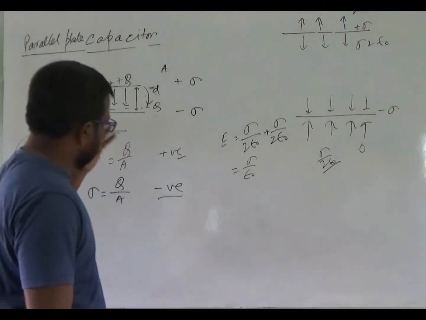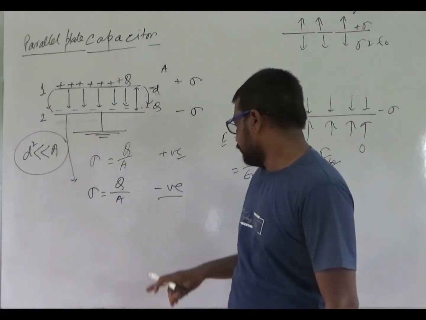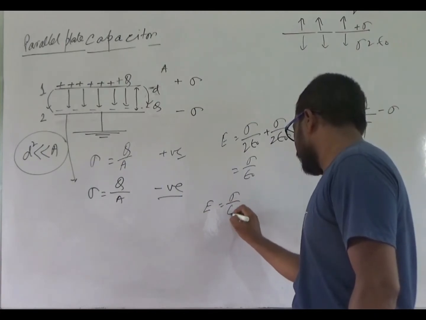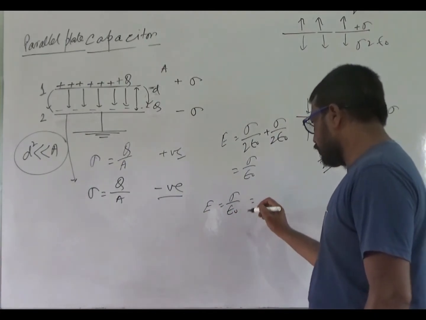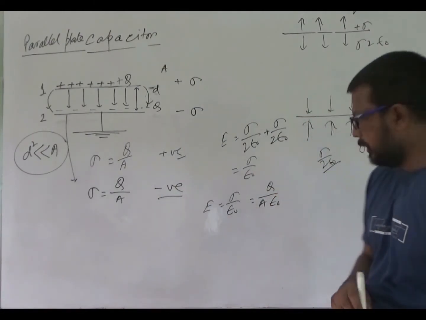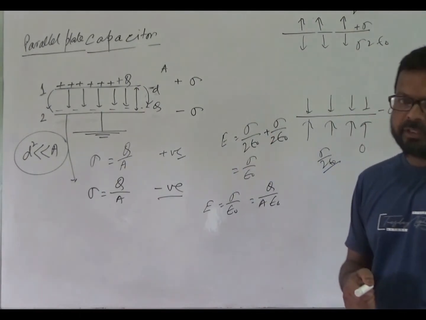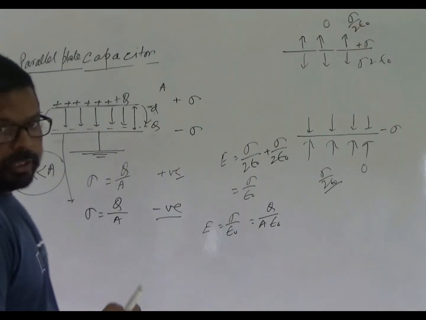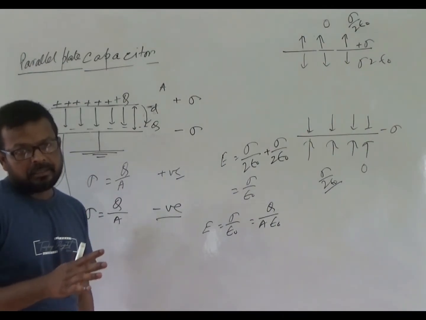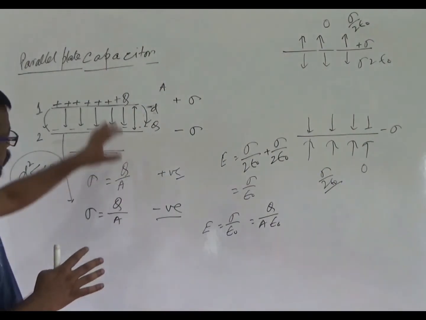Now, if the field between these two plates is E equals sigma by epsilon 0, which can be written as Q by A into epsilon 0, since sigma is equal to Q by A, where A is the area of each conducting plate. We are going to calculate the capacitance, and capacitance is the charge divided by potential. We have been given the charge Q.